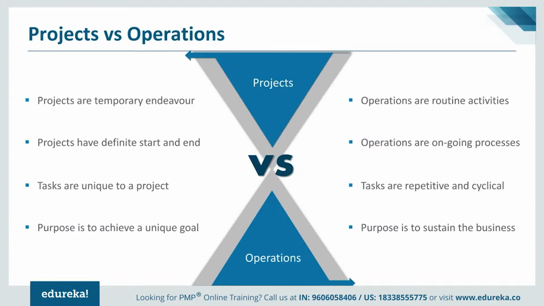However, if you look at operation activities, they are completely different. Operation activities are more routine in nature. They are more ongoing activities and processes that need to be performed, and mostly they are repetitive and cyclical. You will have to perform those activities maybe every week or every month or every year. Those are cyclical activities, and the whole objective of undertaking operational activities is to sustain in the market, to sustain the business.